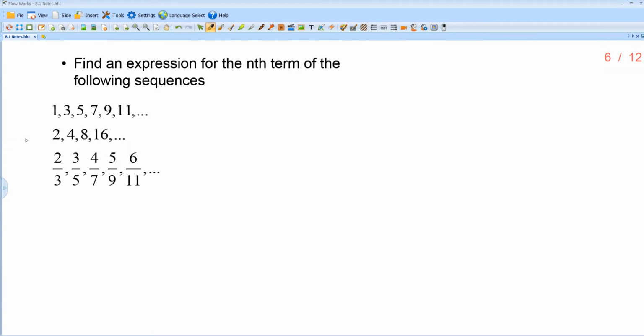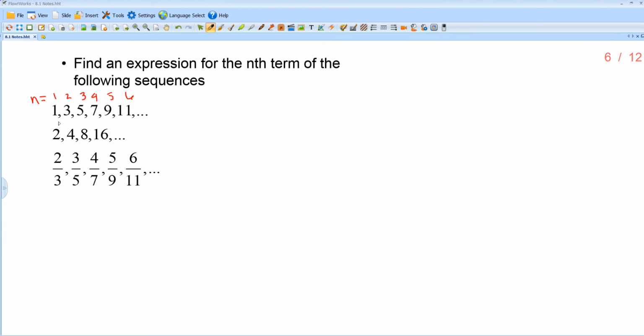What I usually do is think about the fact, and you don't always have to write it, that this is the first term, second term, third term, fourth, fifth, and sixth. What you're trying to do now is relate these term numbers to the actual values. So 1 mapped to 1, 2 mapped to 3, 3 mapped to 5, 4 to 7, 5 to 9, 6 to 11. And it really is about finding patterns.